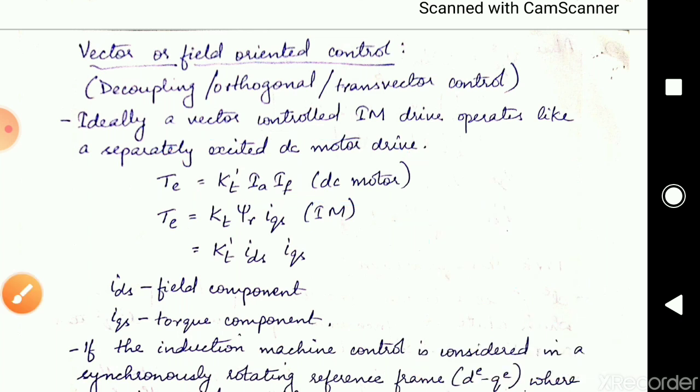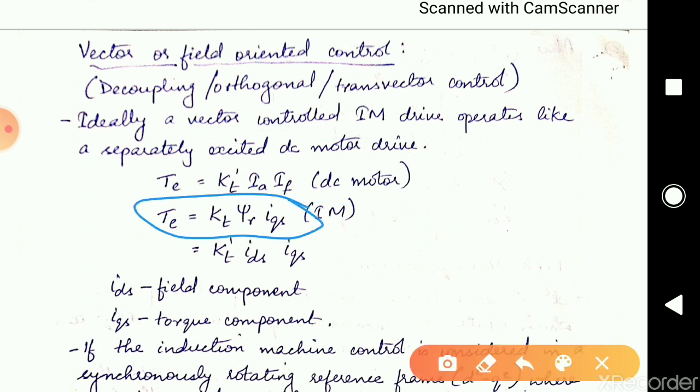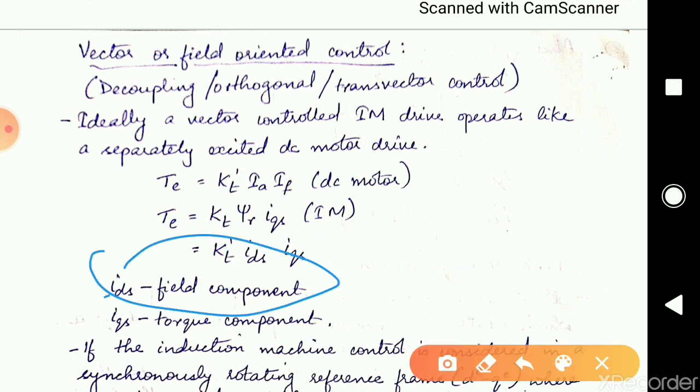Similarly, in an induction machine, the torque is proportional to flux linkage psi r and IQS, which is a current which produces the torque. And the flux linkage psi r is proportional to a current IDS. Now, IDS is the field component of current and IQS is the torque component of current.